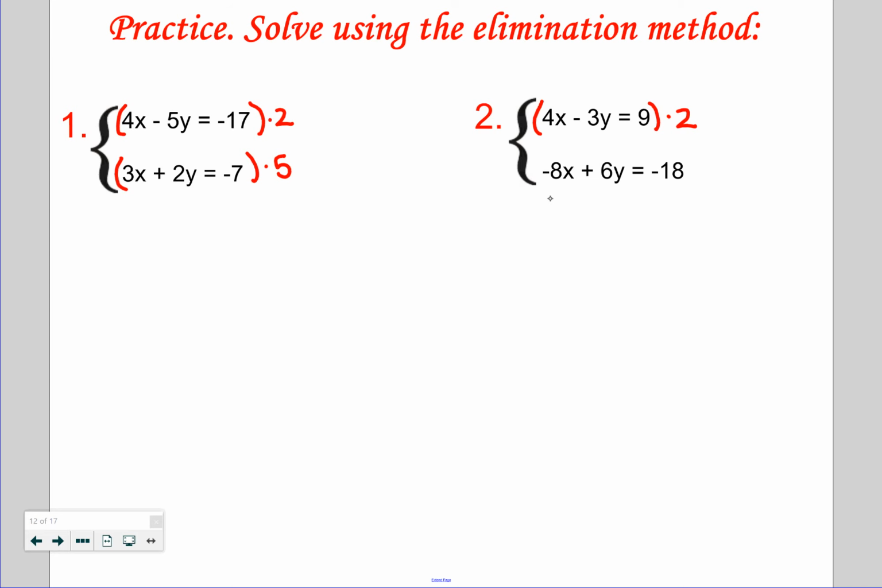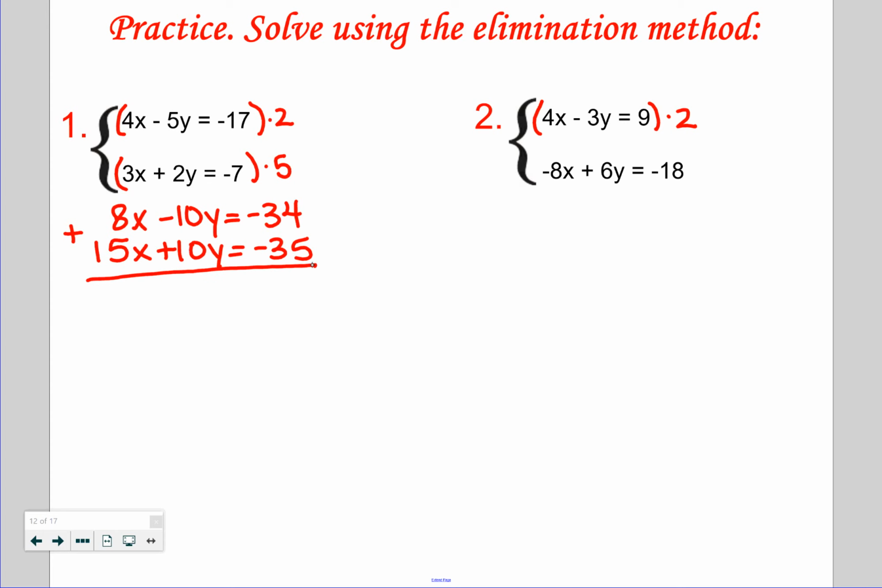Okay, in system number 1, if I multiply the top by 2, I have 8x minus 10y equals negative 34. If I multiply the bottom by 5, I have 15x plus 10y equals negative 35. Add my equations together. I'll get a 23x. My y's cancel, equals negative 69. And then divide both sides by 23. That's going to give me x equals negative 3.